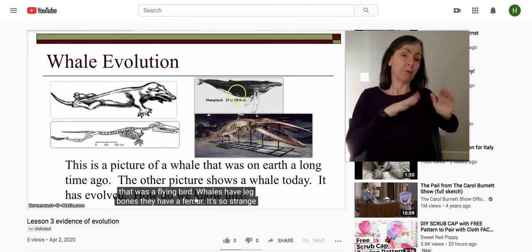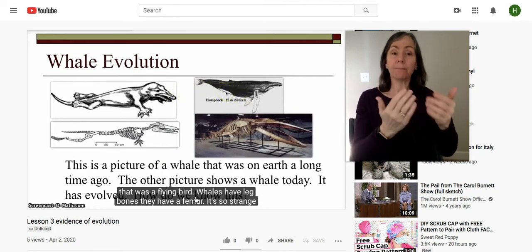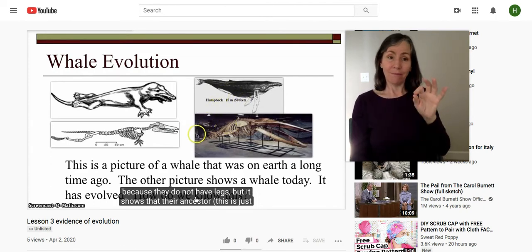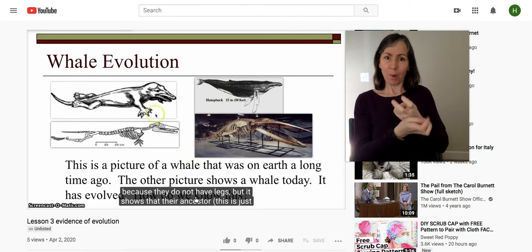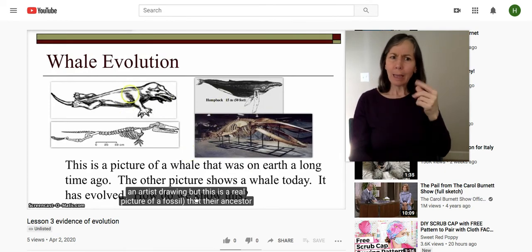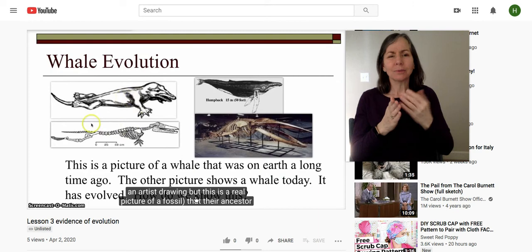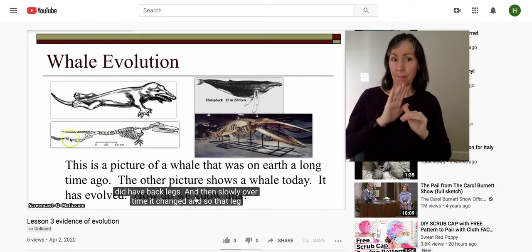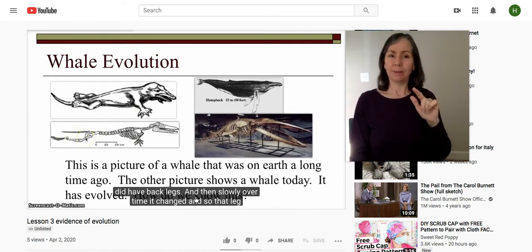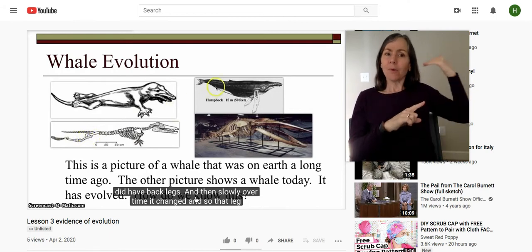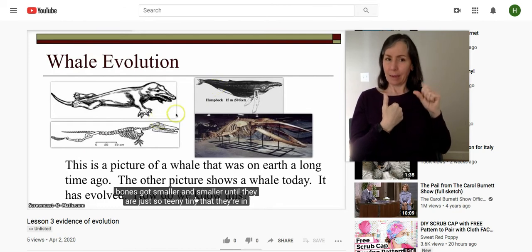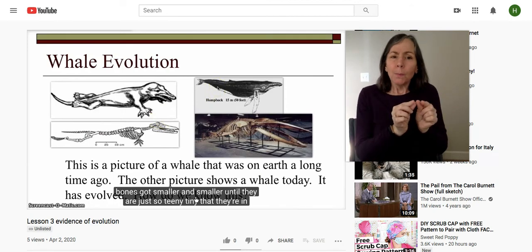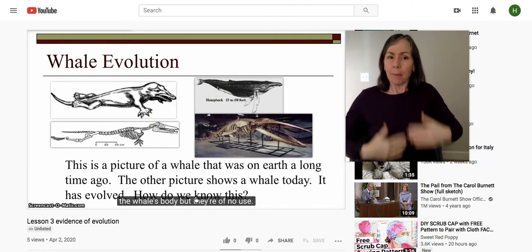Whales have leg bones. They have a femur. It's so strange because they do not have legs, but it shows that their ancestor, this is just an artist's drawing, but this is a real picture of a fossil, that their ancestor did have back legs, and then slowly over time it changed, so that the leg bones got smaller and smaller until they are just so teeny tiny that they're in the whale's body, but they're of no use.